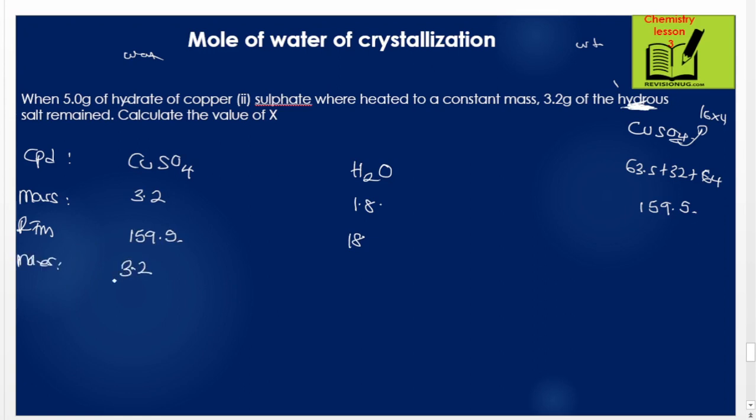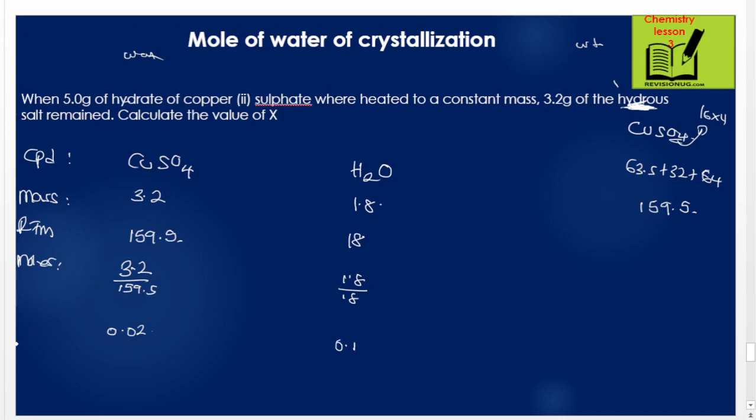That is 3.2 divided by 159.5, then 1.8 divided by 18. So let us divide that. This is 3.2 divided by 159.5. What's the answer? Here we have 0.02. Then let us get this one, 1.8 divided by 18. So this is giving us 0.1.